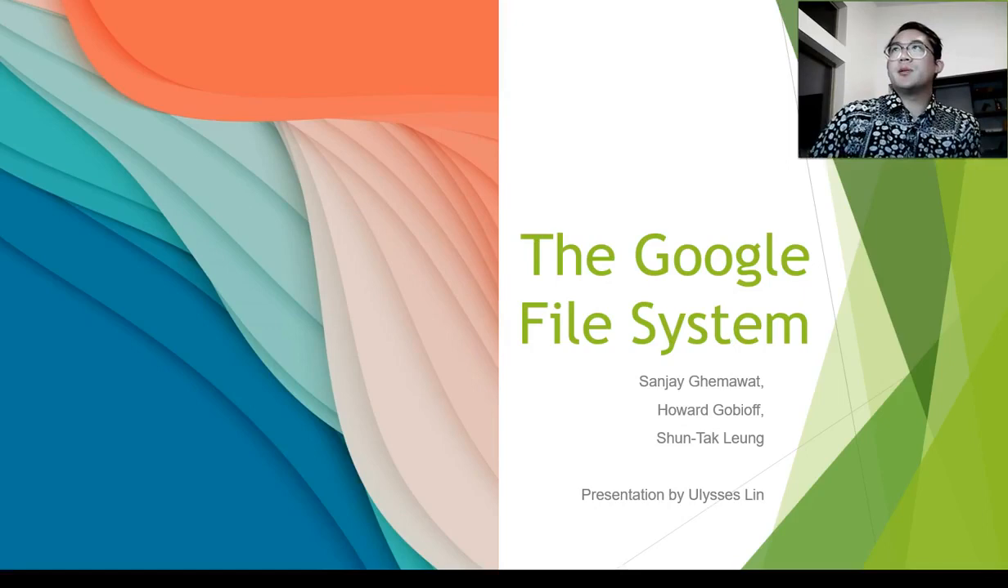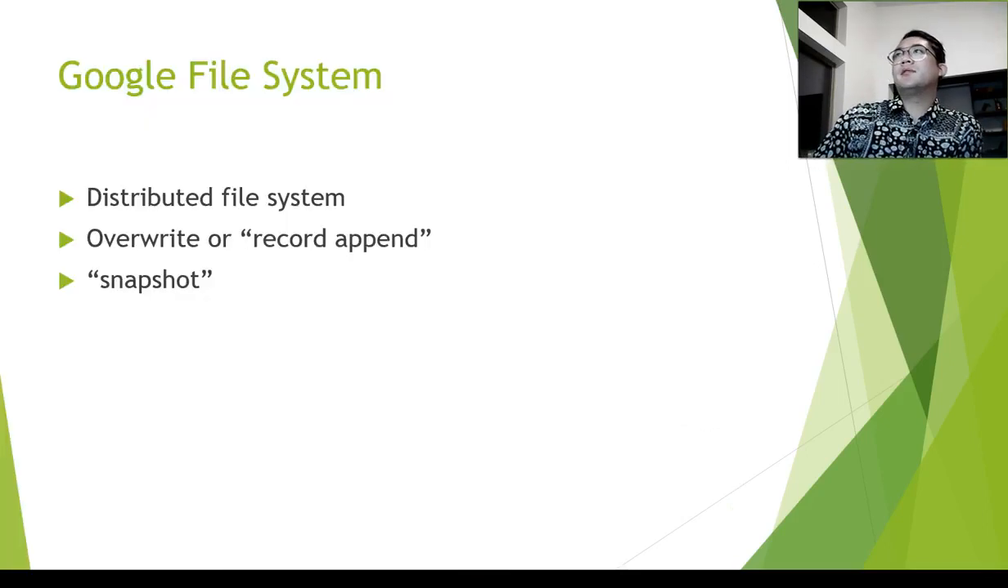GFS is a distributed file system that has a typical file system interface. Clients can overwrite parts of files or do something called record append, which is adding to a file without overwriting. And you can do something called snapshot, which is just copying a file or directory at a low cost.